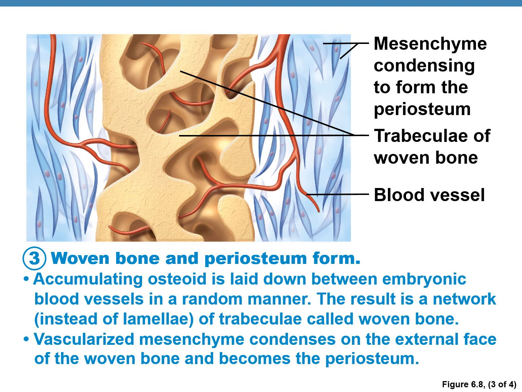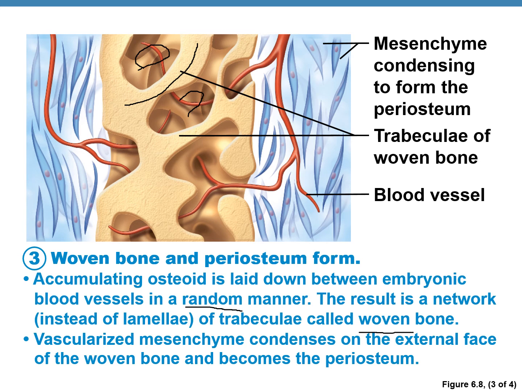Step number 3, formation of woven bone and periosteum. Some accumulating osteoid is laid down between embryonic blood vessels in a random manner. The result is a network, instead of lamellae, of trabeculae called woven bone. Vascularized mesenchyme condenses on the external surface of the woven bone and becomes periosteum. So if you look over here, osteoblasts continue secreting the matrix. So here's our matrix, and it's depositing around the blood vessels. How it is deposited is very random. The result is formation of this woven bone.